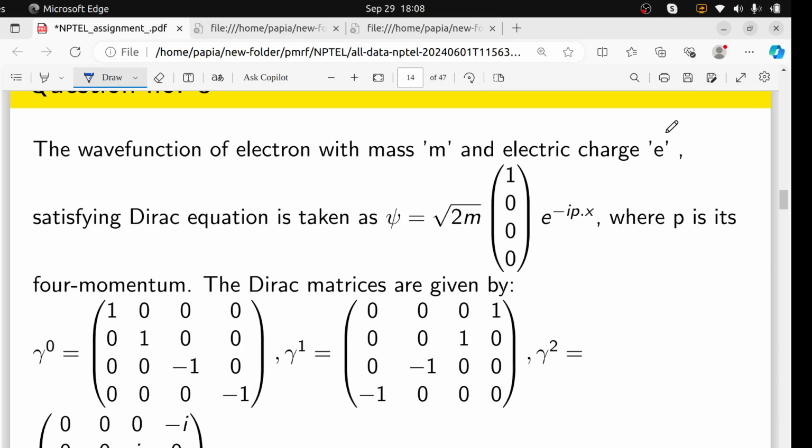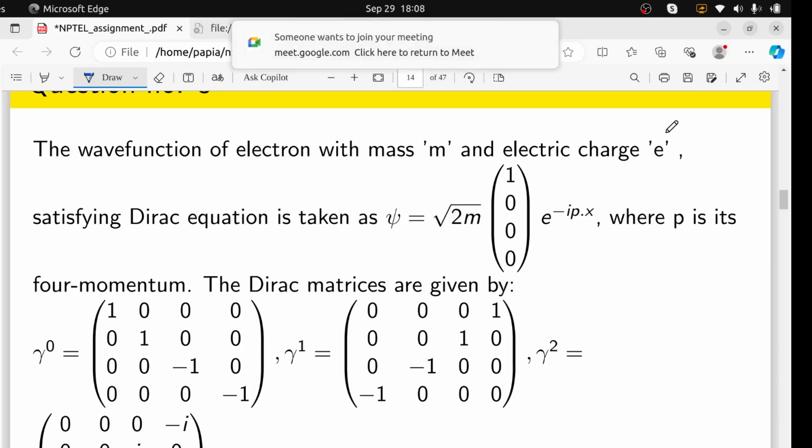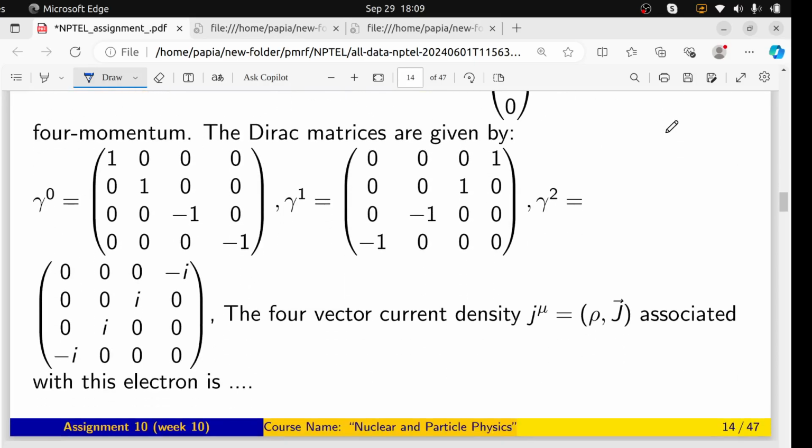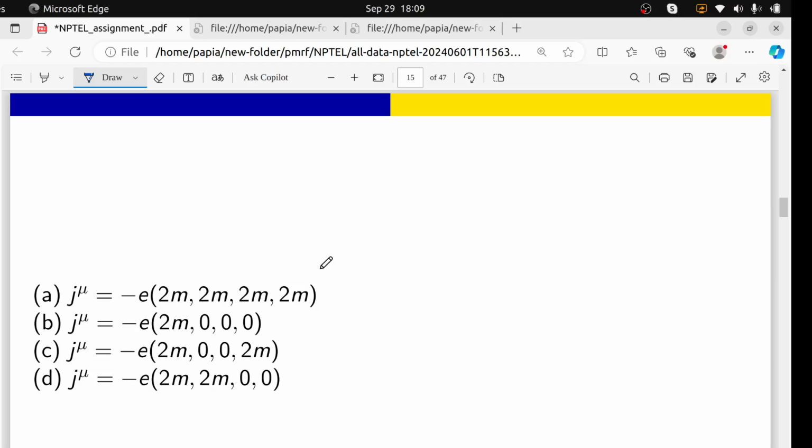Question number 3. The wave function of an electron with mass m and electric charge E satisfying the Dirac equation is taken as psi equals root 2m times (1, 0, 0, 0) e to the power minus i p dot x, where p is its 4-momentum. The Dirac matrices are given by gamma 0, gamma 1, gamma 2, and gamma 3. The 4-vector current density J mu equals (rho, J) associated with this electron is how much? The options are given here.